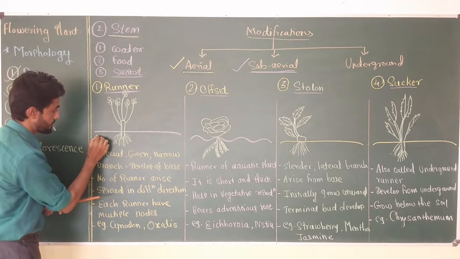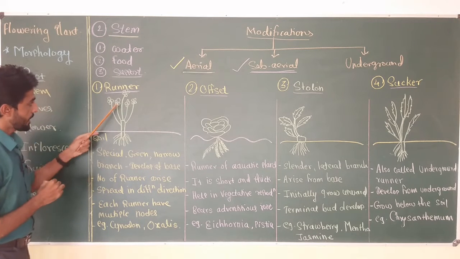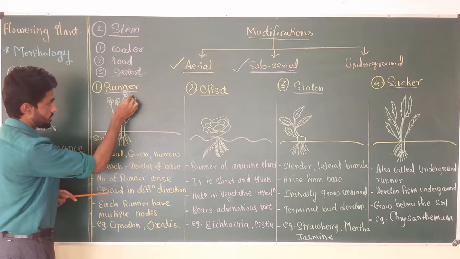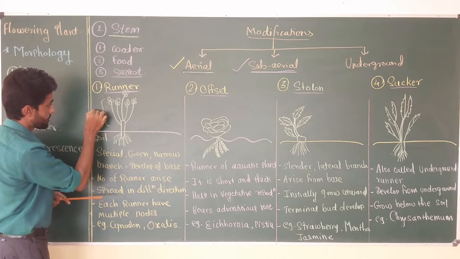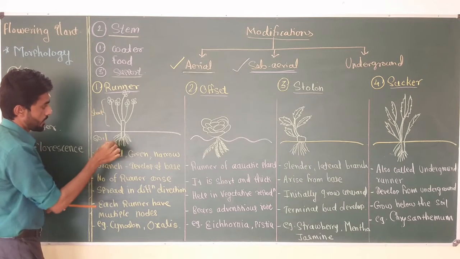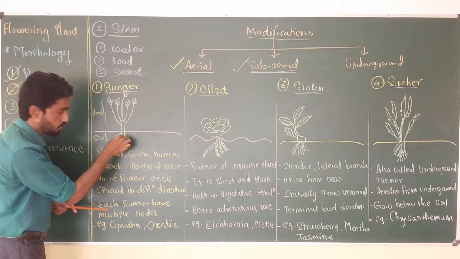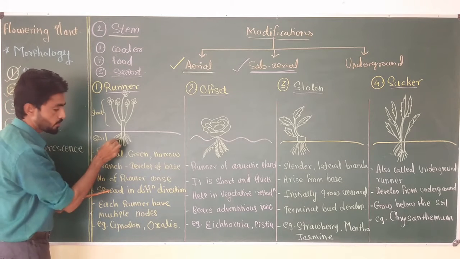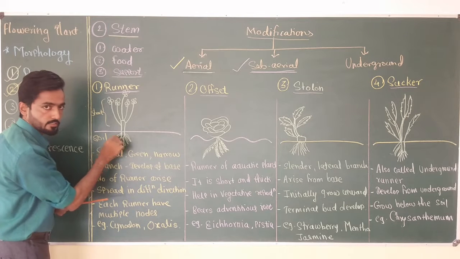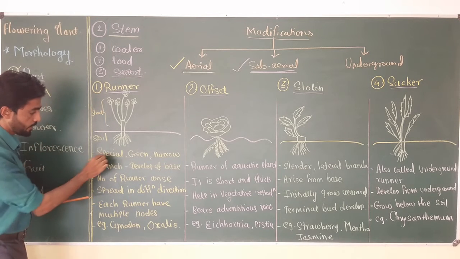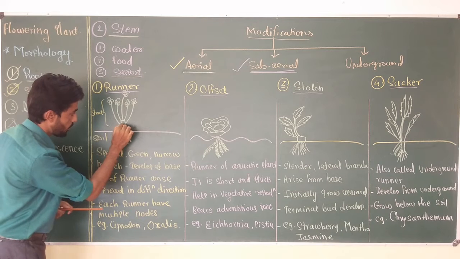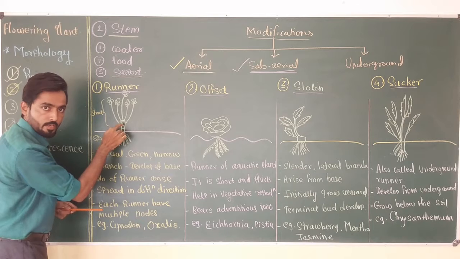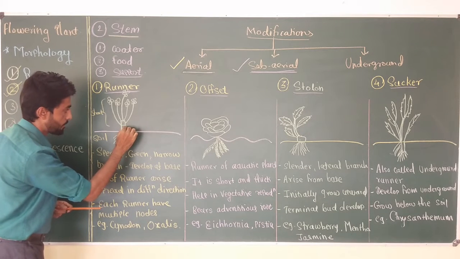What is a runner? It is the type of modification which is present in terrestrial plants. Suppose this is the soil surface and the plant is growing on the soil, and here you can see the shoot system of the plant and the stem of the plant. Now plants showing runner type of stem modification always, or most of the time, have an adventitious type of root system.